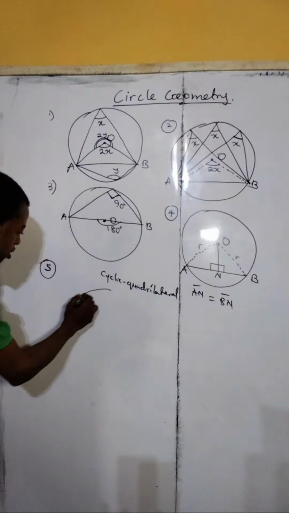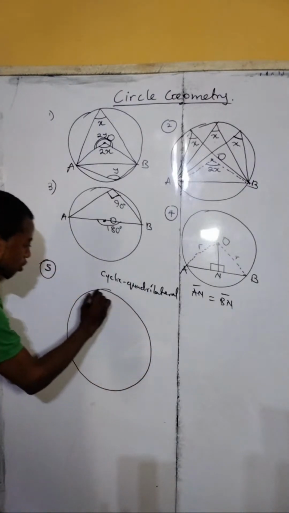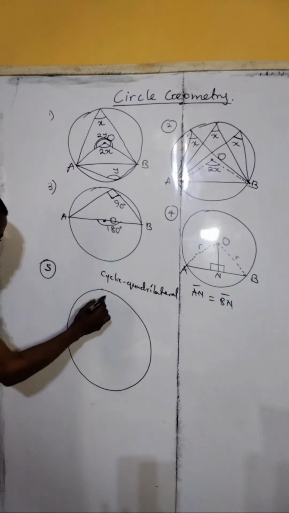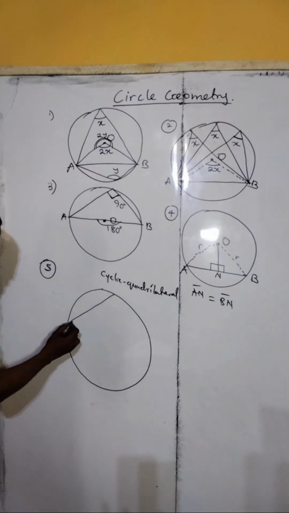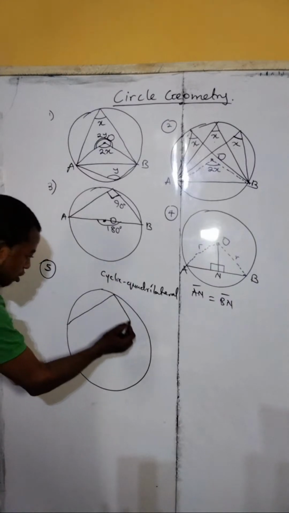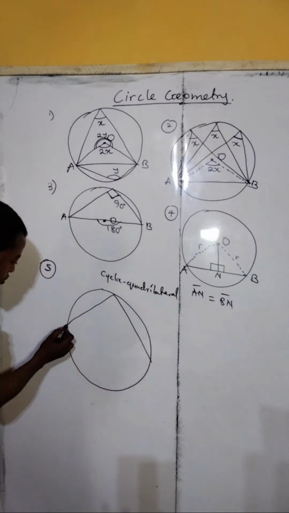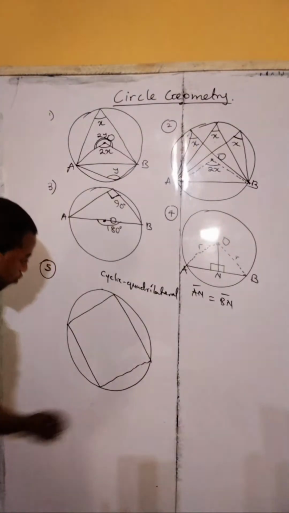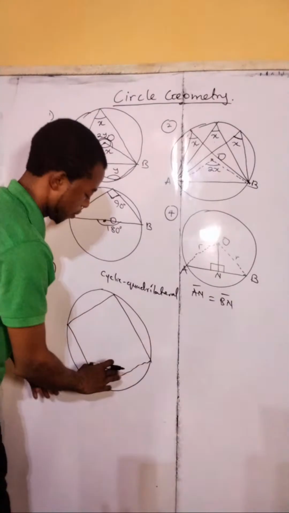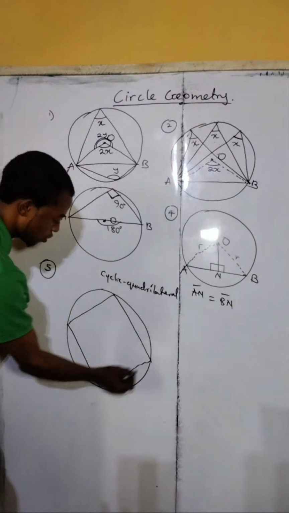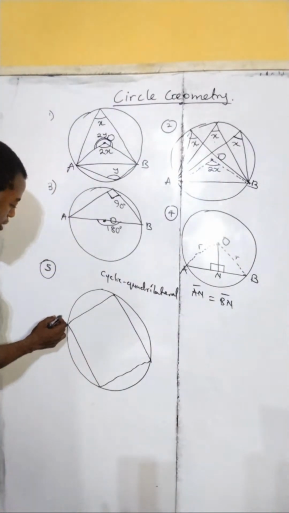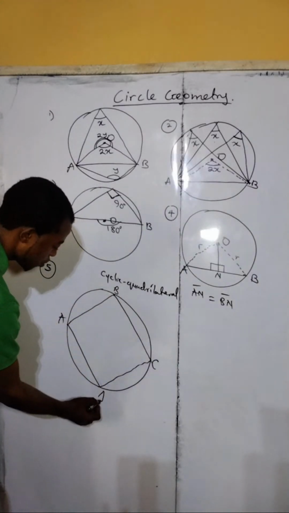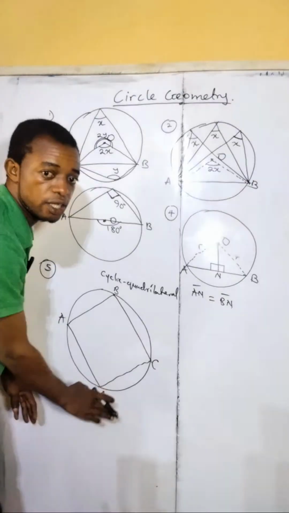Now, we have a circle like this, and we have a quadrilateral that is inscribed, with 4 angles touching the circumference of the circle. That's what a cyclic quadrilateral is. So 4 sides and 4 angles touching the circumference of the circle. So we can label this as A, B, C, and D. So we have a cyclic quadrilateral ABCD here.